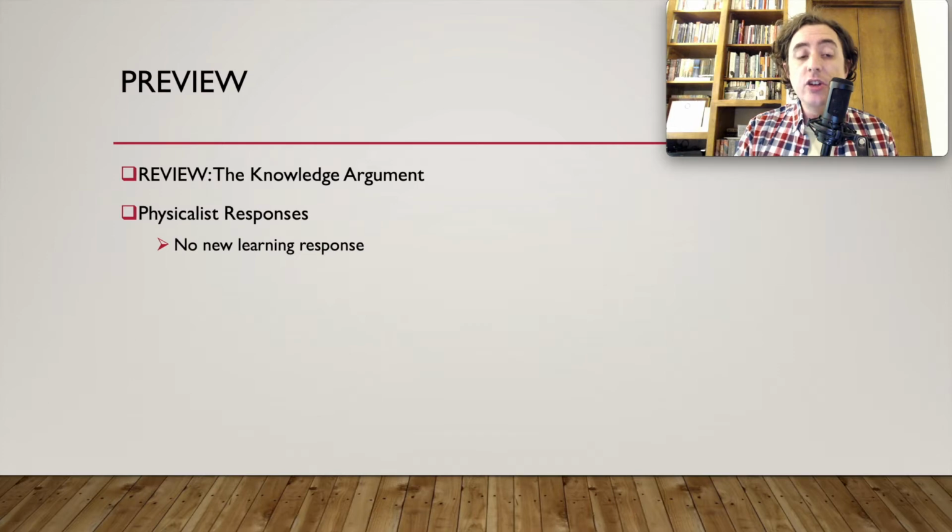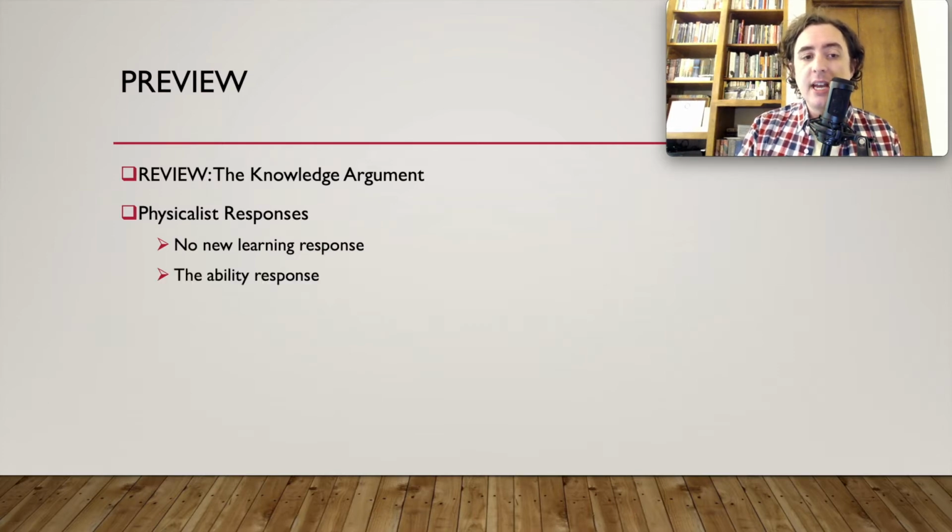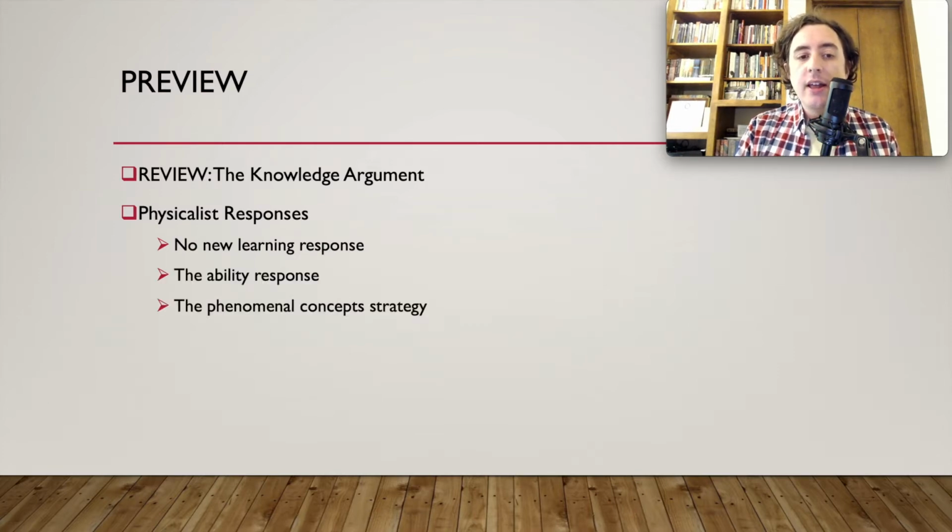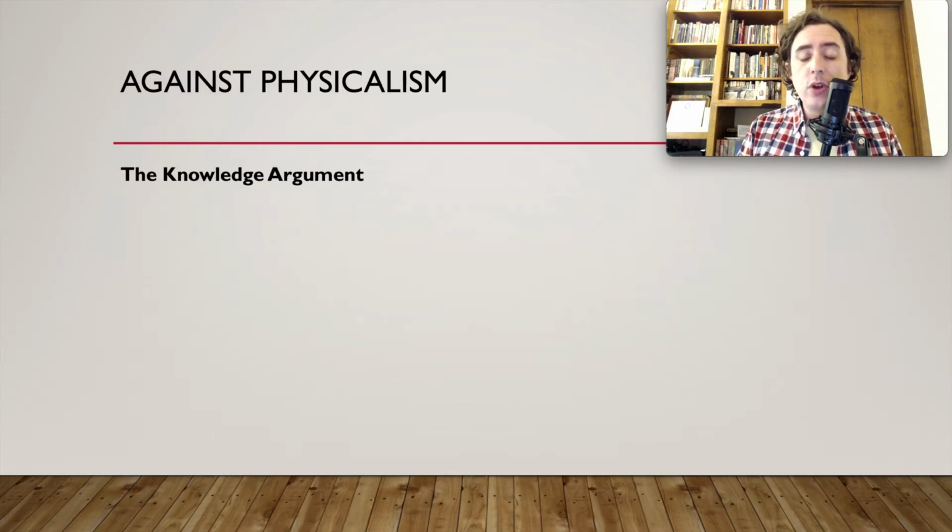The first is the no new learning response. The second is the ability response. And the third is the phenomenal concept strategy. And all of these can be found in that 1,000 words philosophy essay that we assigned for reading this week. So let's review the knowledge argument.